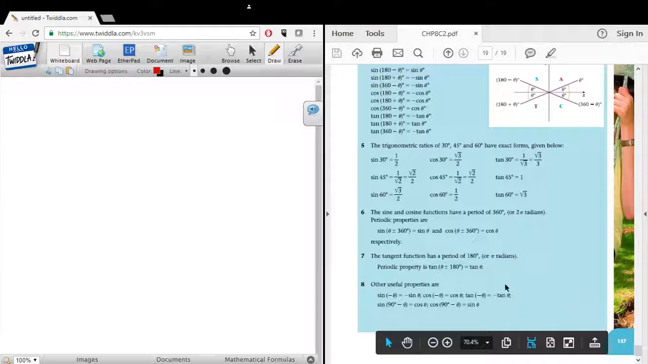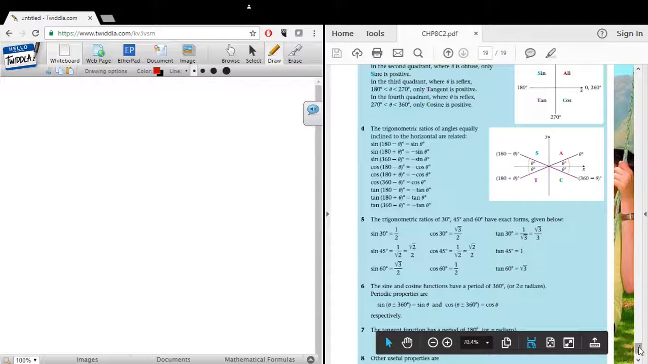So do remember what the variables or the numerical values and their effects are, i.e. the transformations on the graphs, and you'll be sorted for this particular chapter.